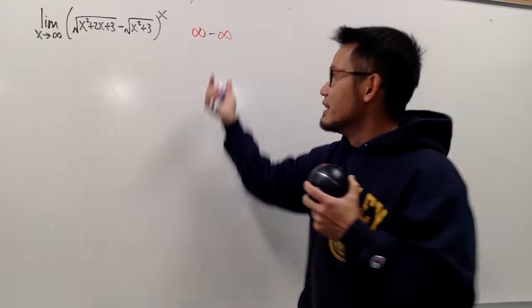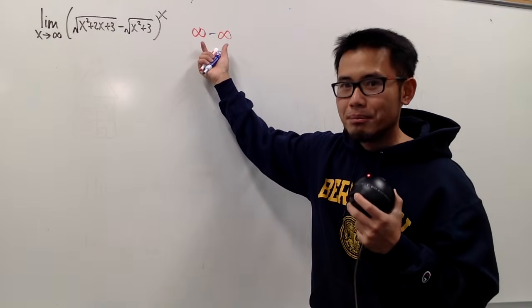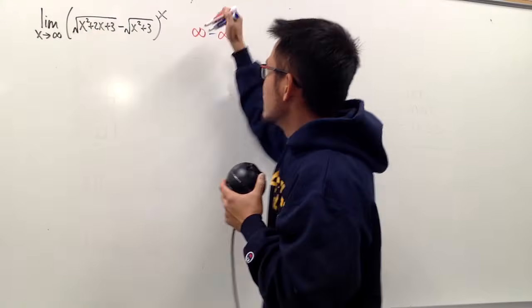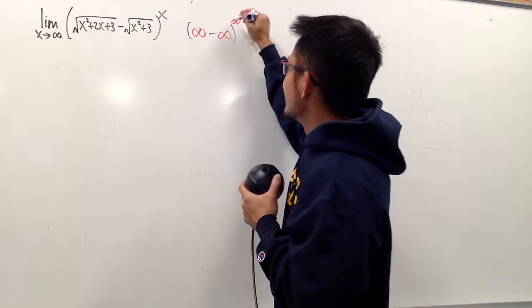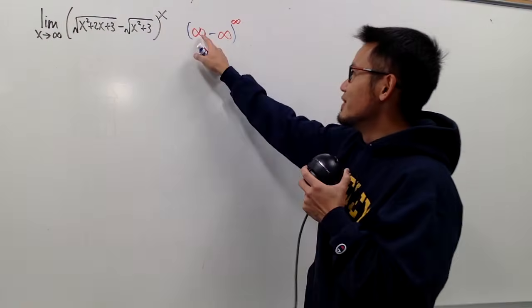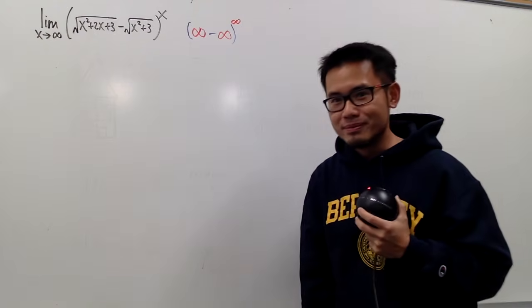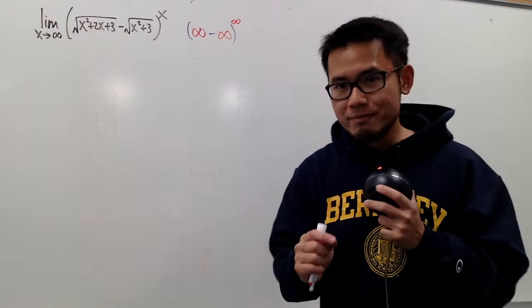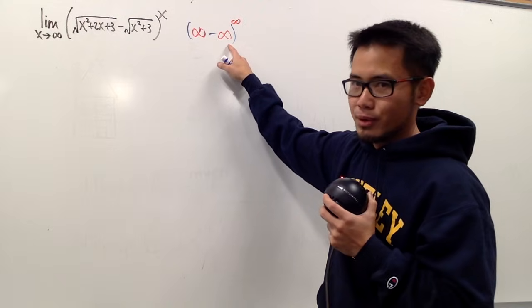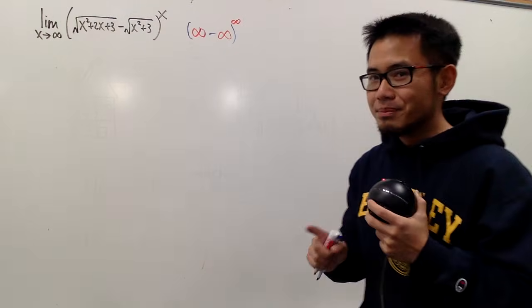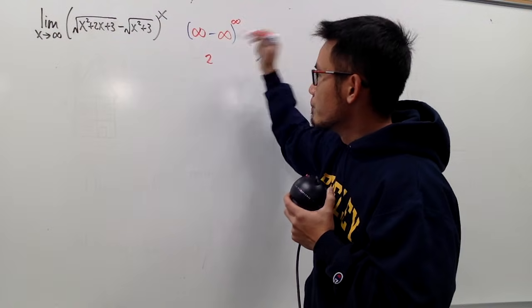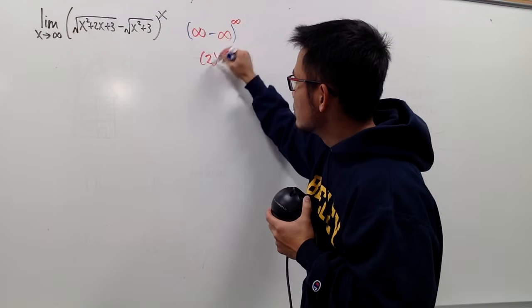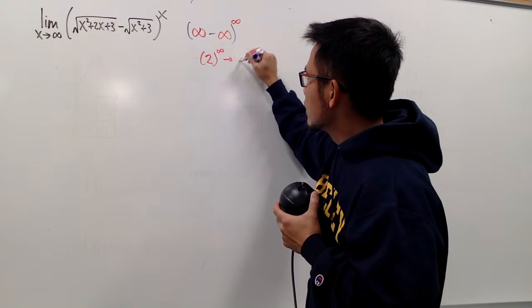Infinity minus infinity, this is an indeterminate form already, but we're not done yet because we put a parenthesis around this. The x is also going toward infinity, right? Oh my god, this is infinity minus infinity and then raised to the infinity power. There's actually a bad number, right? Because for example, if infinity minus infinity happens to be 2, and then you raise that to the infinity's power, this goes to infinity.